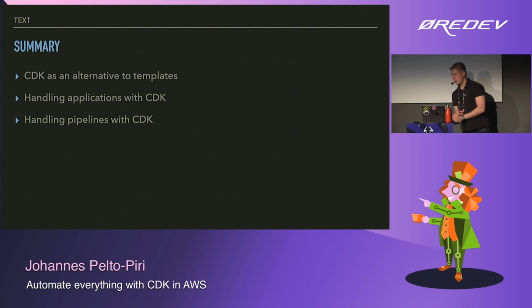And handling applications with CDK is also easier, because CDK takes care of your Docker files. It takes care of your Lambda functions. And you have really good tooling. And handling pipelines with CDK becomes really easy, because you don't have to know everything about CodePipeline. You just write code. And after all, code is what we know, right?